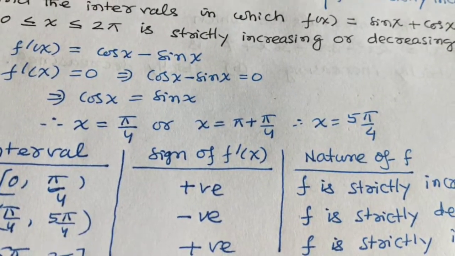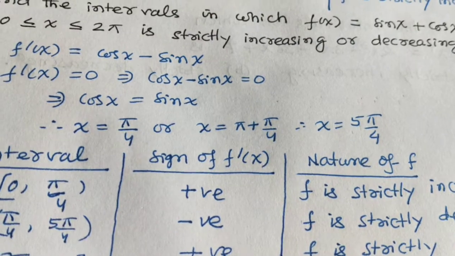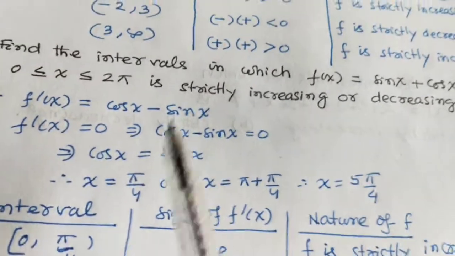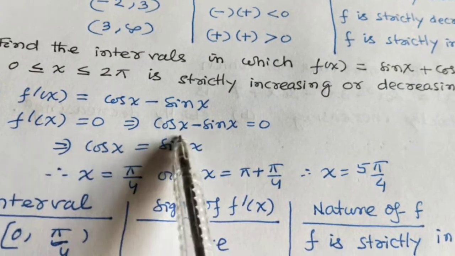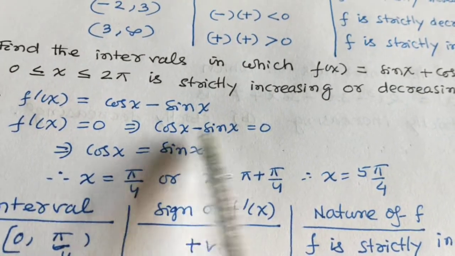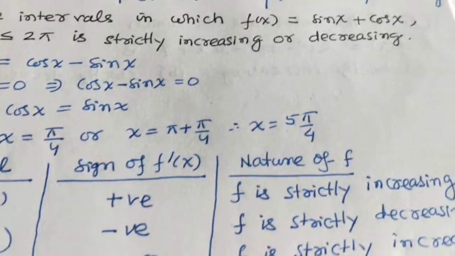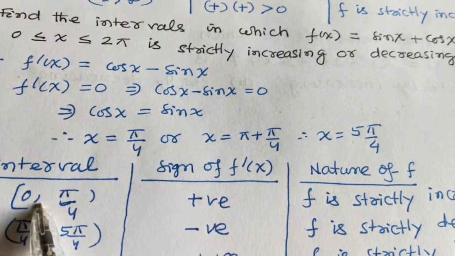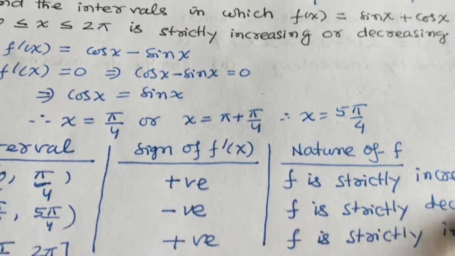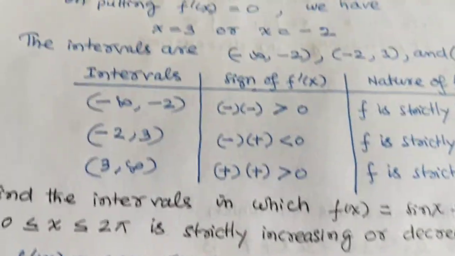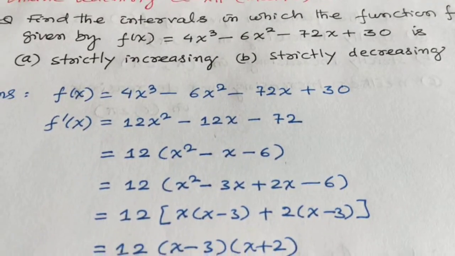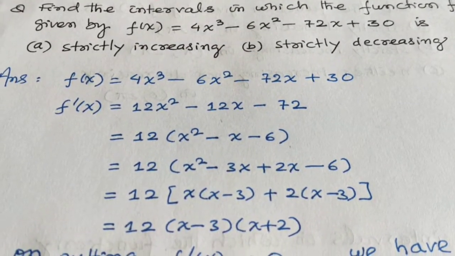Then 5 pi by 4 to 2 pi. 2 pi is included. So you will take 2 pi, or 0. Cos 0 is 1. Sin 0 is 0. So positive. f is strictly increasing. Here 0 also you can take because 0 is also included. Okay. So this is the way of approaching these kinds of questions. You will be having more such questions as a part of your assignment. Thank you.